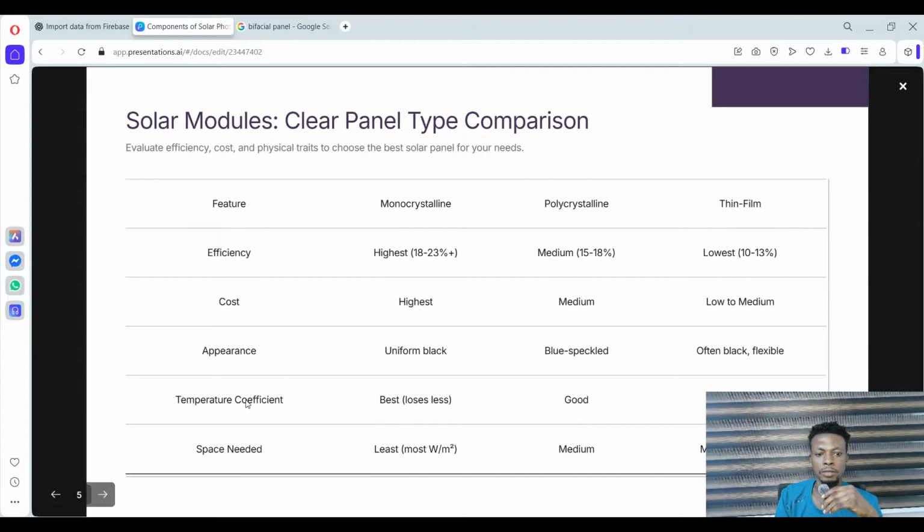So yeah, under temperature coefficients, under increased temperature, this has less efficiency than most of these ones. Right? Space needed, right? This needs the least space per square meter. When you're doing your installation, you have to space your panels properly, especially if you tilt them. The reason is so that the radiation can be effective on them.